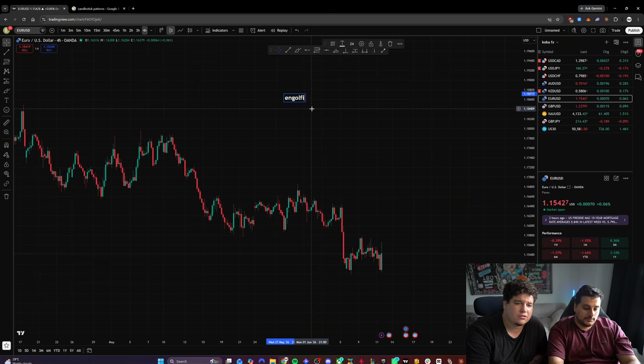The first one, I'm going to text you right here: engulfing. I don't know if I spelled it right, whatever. Then you have kind of like a pin or hammer, is what I call it. Then you have doji.